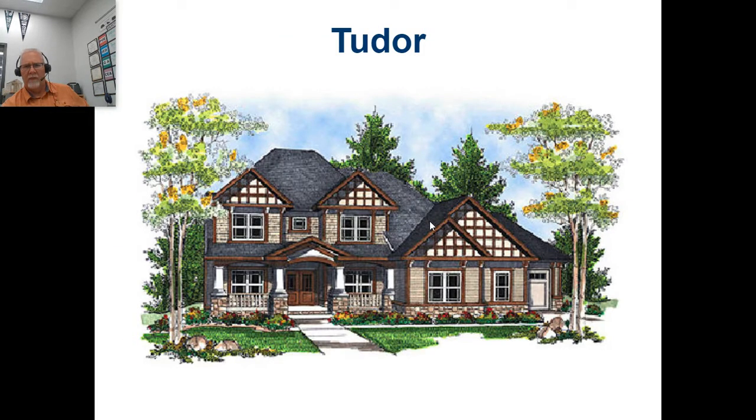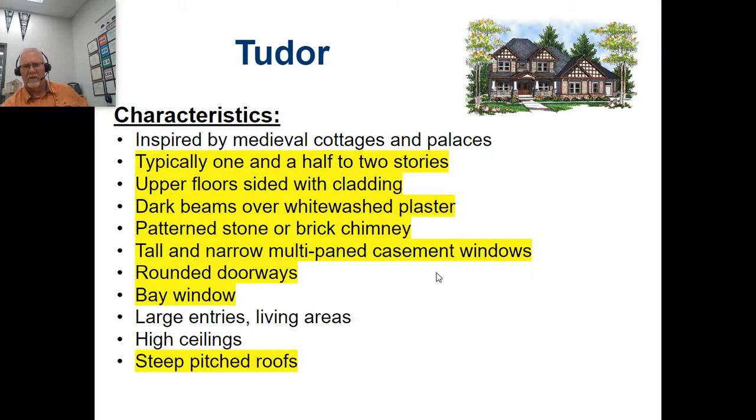Again, if you look at the angle of the roofs, they're quite steep. You start comparing that to the modern or the rambler or the ranch, much steeper roof line. So very common there is the steep pitched roof, but especially these dark beams over whitewashed plaster. That's the most common way to identify a Tudor.